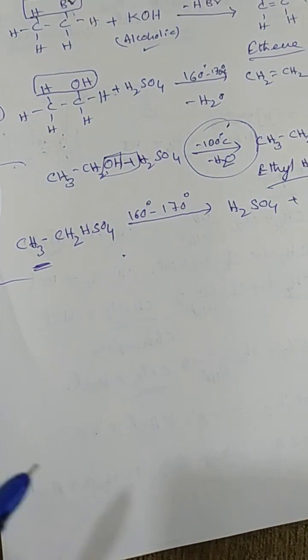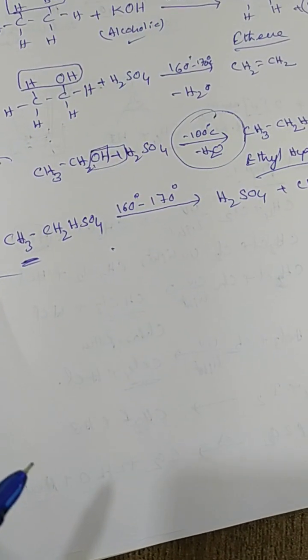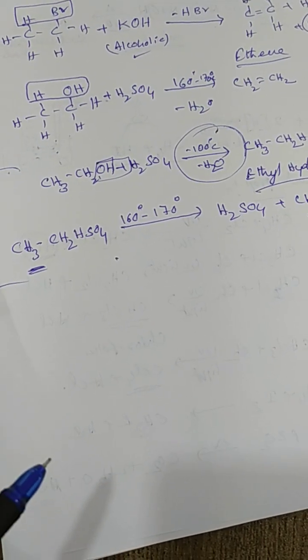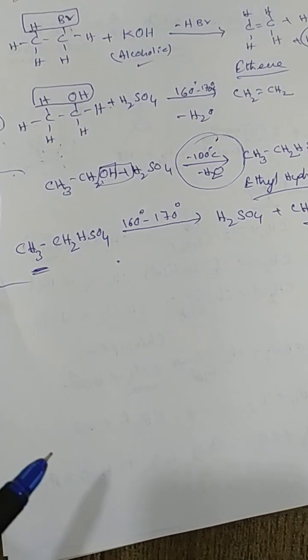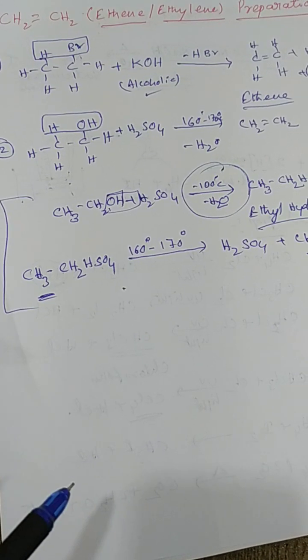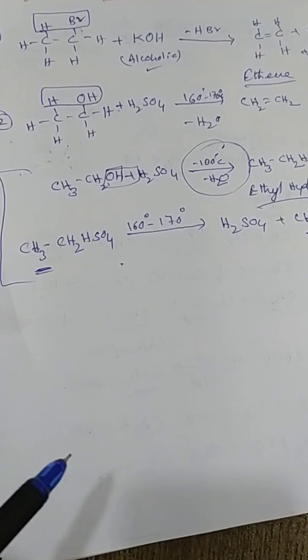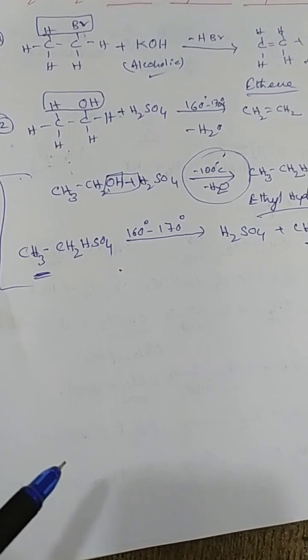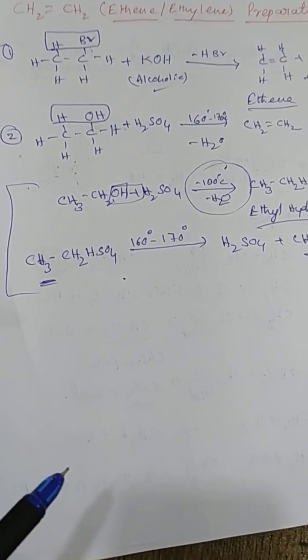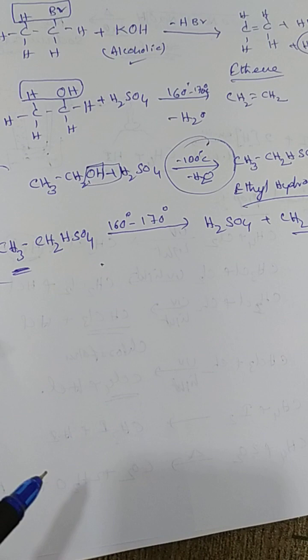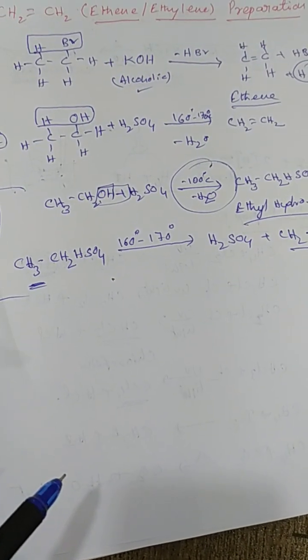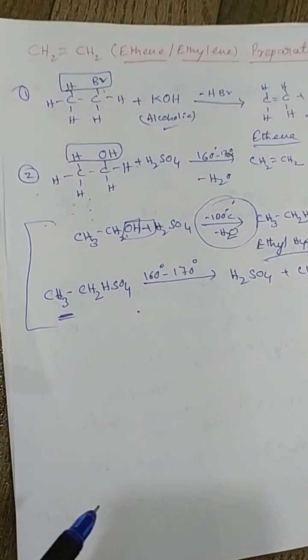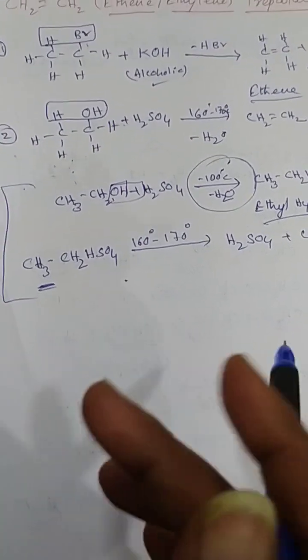The properties: it is a colorless gas and has a faint sweet odor. That is the basic property of ethene, so that we can identify that this is ethene gas. Okay, it is partially soluble in water, and it has a highly burning property. These are the physical properties.